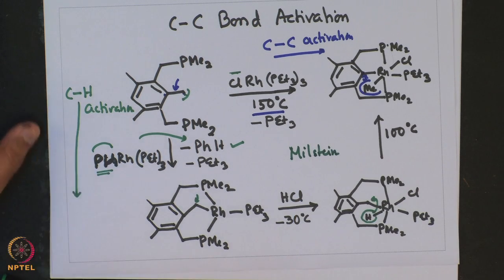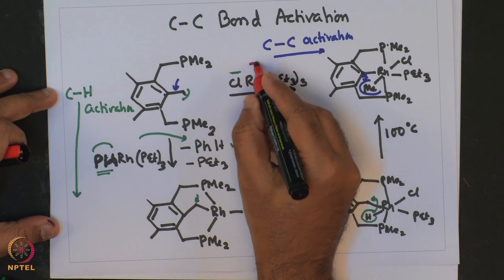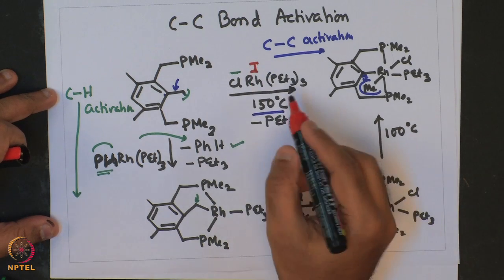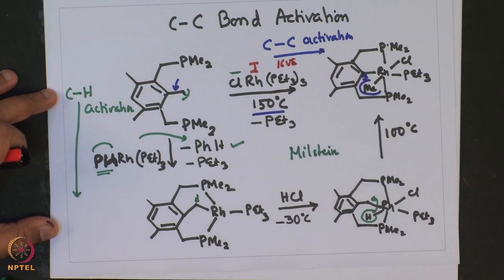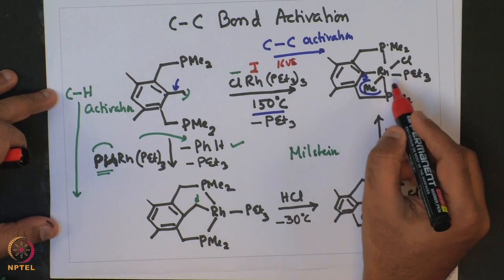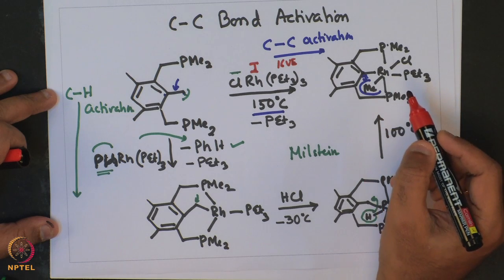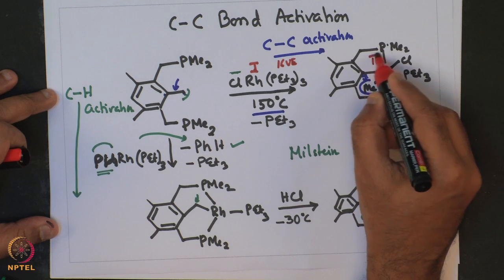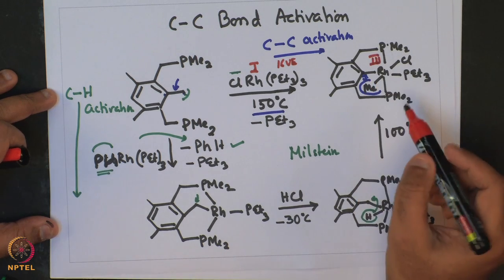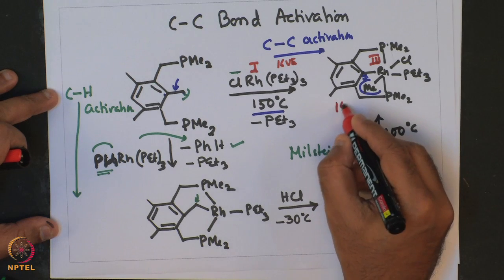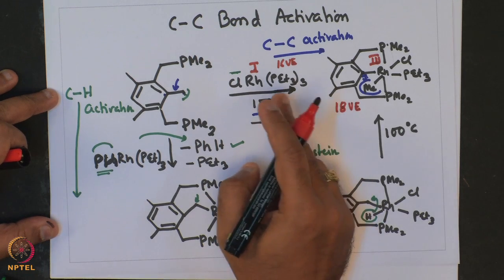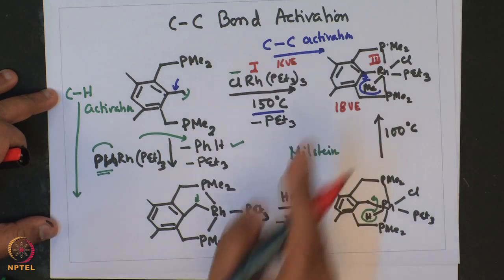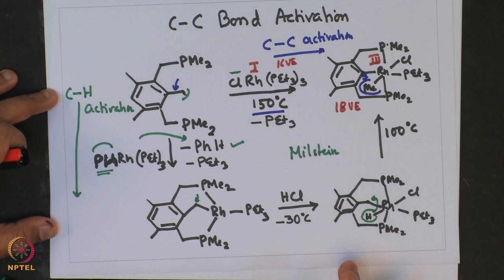Now, if one looks at the oxidation state, here the rhodium is in +1 oxidation state, and this is a 16 valence electron complex. In the oxidatively added product, rhodium is in +3 oxidation state, and it is an 18 valence electron compound, and this is what one expects if the oxidative addition of the C-C bond occurs.